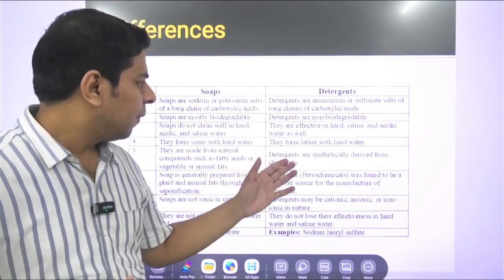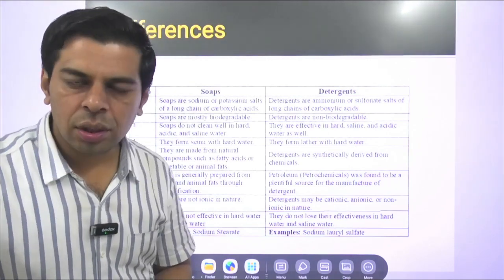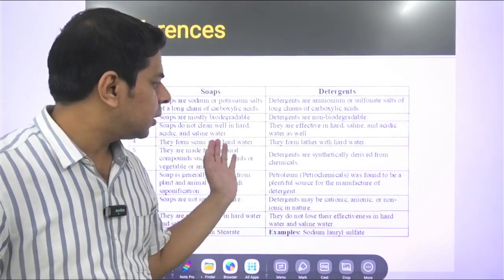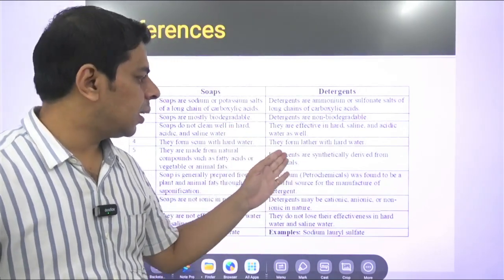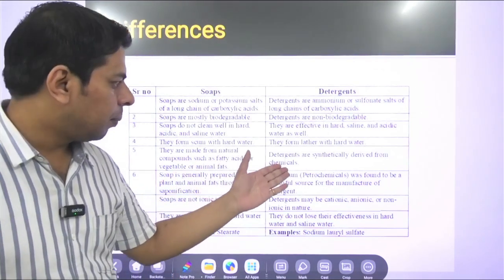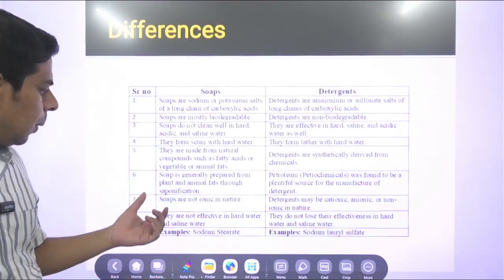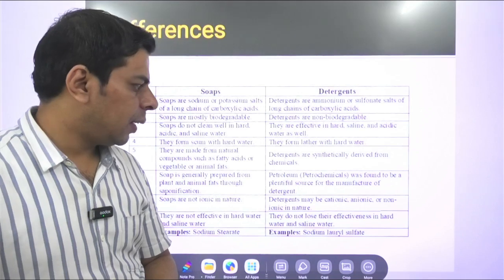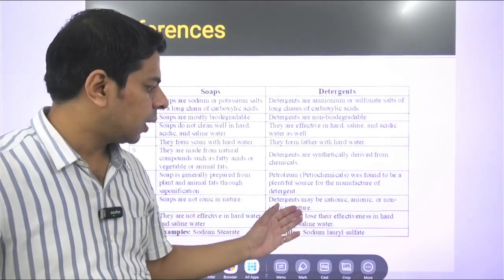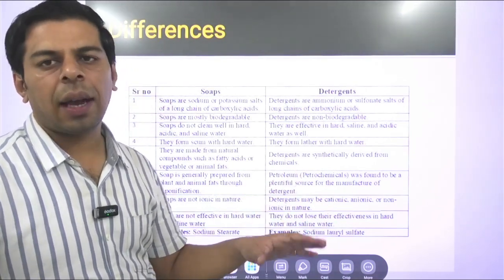In the next difference they have highlighted that soaps are made mainly from natural sources, since vegetable or animal fat or oil is used. Whereas detergents are synthetically derived from specific chemicals. That's what makes the origin, or chemical, difference. Then soaps are not ionic in nature, whereas detergents, if you dwell a little deeper, you will see another classification where they are classified as cationic, anionic, or non-ionic in nature. Cation and anion are nothing but the ionic forms.